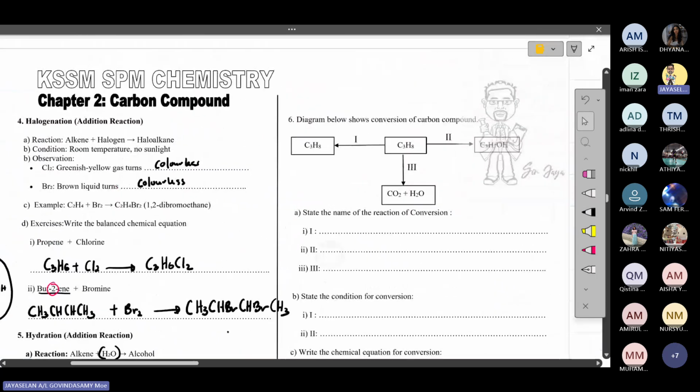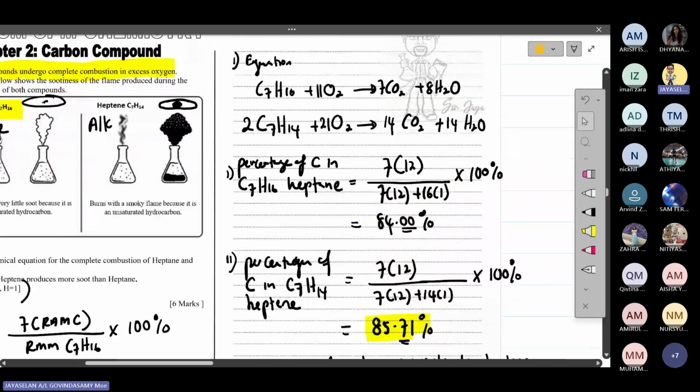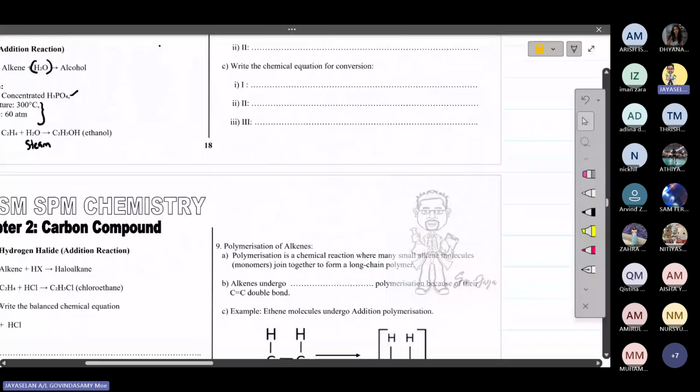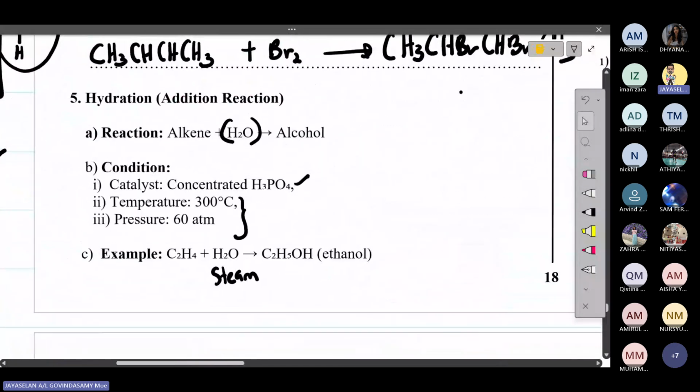Concentrated phosphoric acid. Have I already done the hydrogenation or not? Hydrogenation I haven't done yet. Okay, I will do it later. So we go for hydration first, then I go for hydrogenation. Then we do one question.